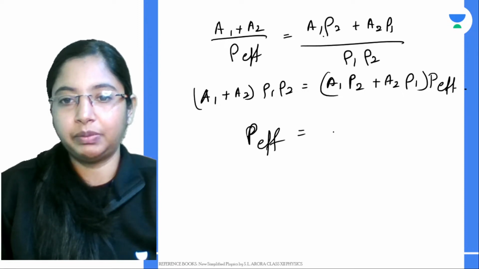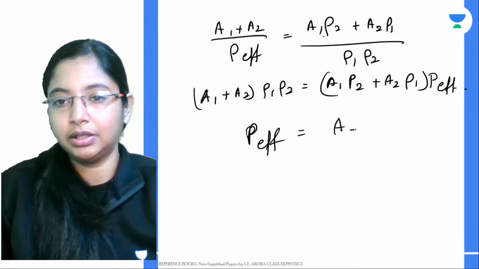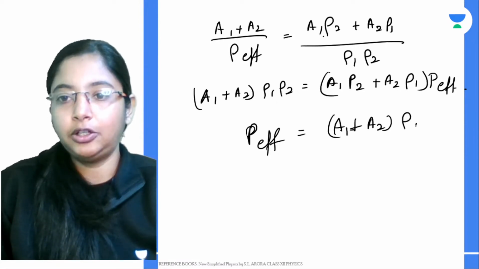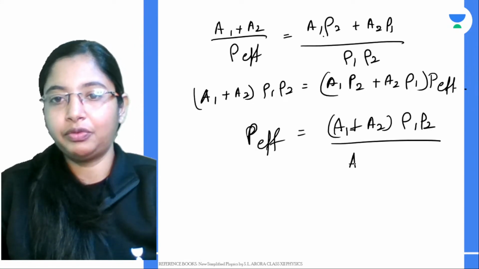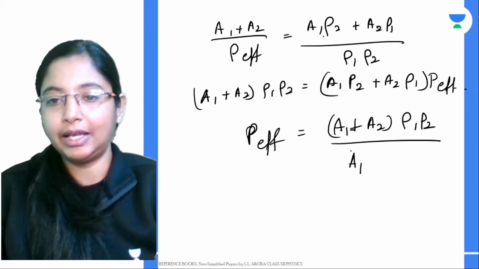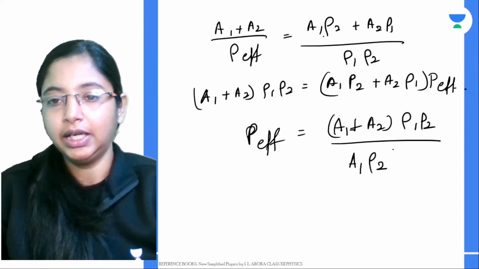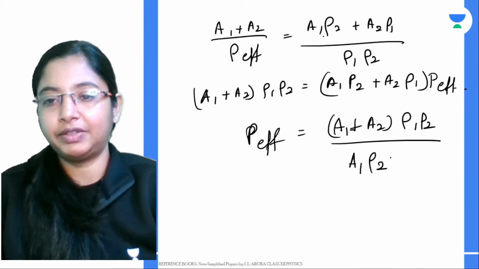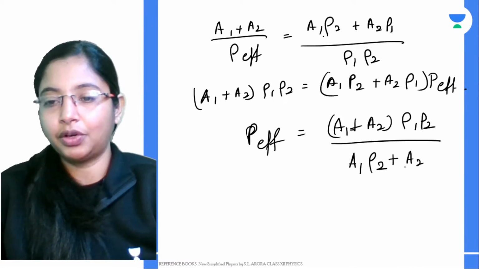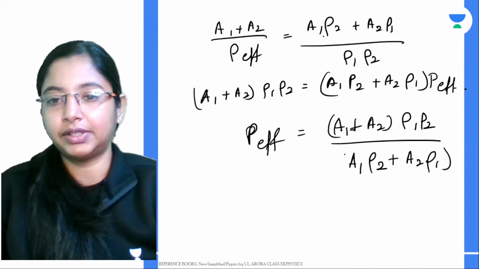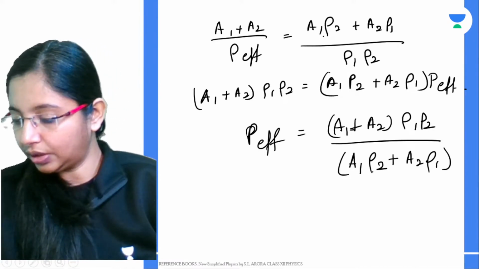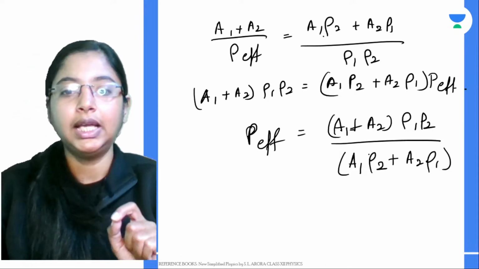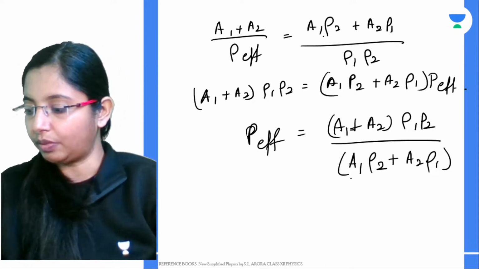Effective resistivity will be A1 plus A2, the area of cross section of both the rods, into the product of the resistivity, by, you have to add the area of one conductor into the resistivity of the other one. So area of cross section of the second conductor with the resistivity of the other conductor. Okay, so this basically gives you the effective resistivity of this particular combination.